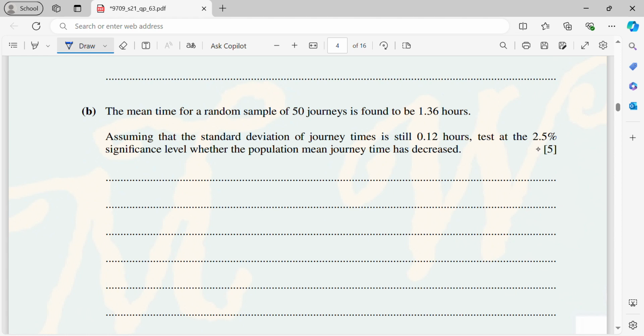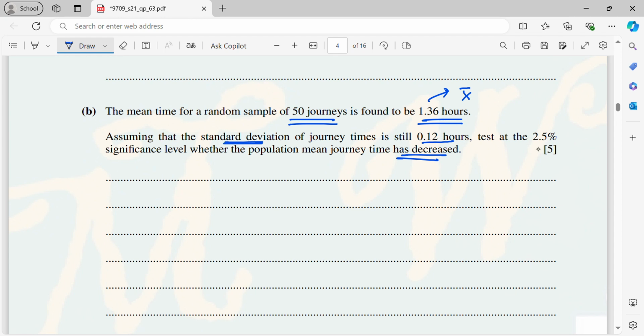Now B, the mean time for the random sample of 50 journeys is found to be 1.36. This is the X bar. Now assuming that the standard deviation of the journey times is still 0.12 hours, test at the 2.5% significance level whether the population mean journey time has decreased. Okay, so this is the standard deviation.